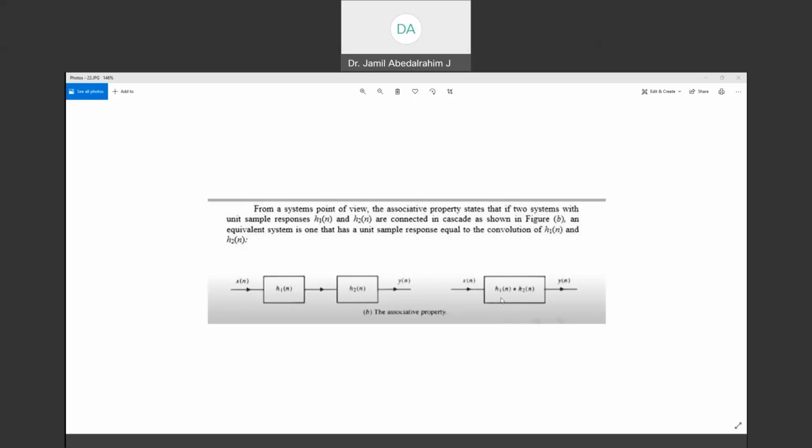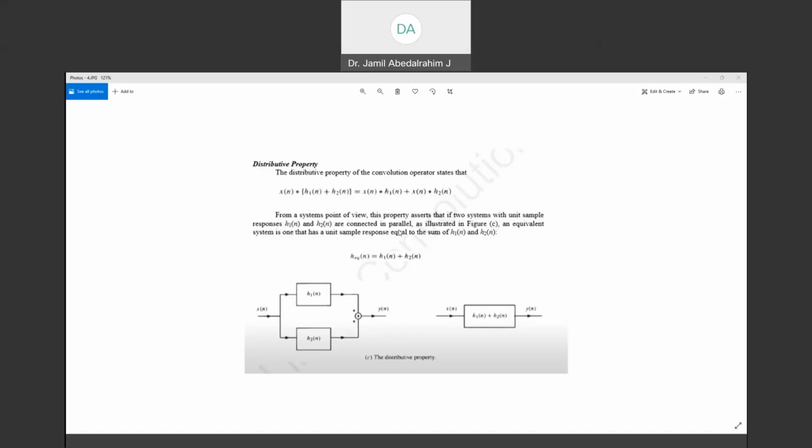So here we have a system with one operation or one signal, which is h1 of n multiplied by h2 of n. So when x of n enters the system, the operation will be x of n multiplied by h1 of n multiplied by h2 of n. So here we have one system with one operation or one signal.